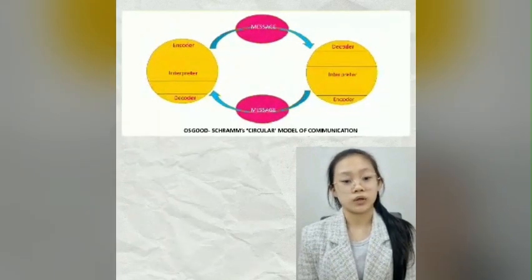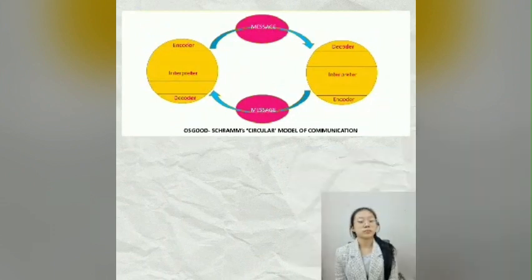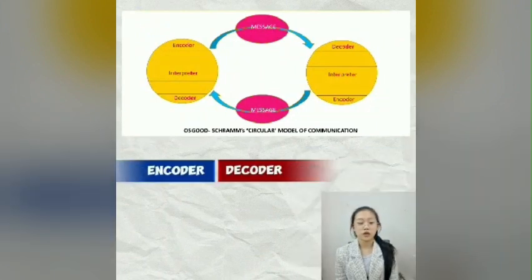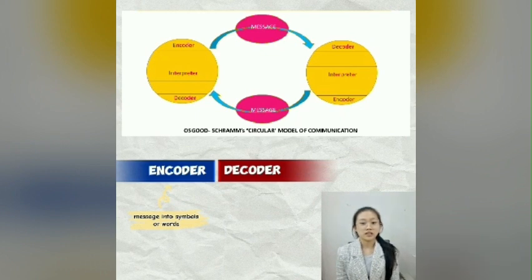Here's how the model works. In the model, both participants are both encoders and decoders. For instance, one person encodes a message into symbols or words. The other person decodes it to understand the meaning.